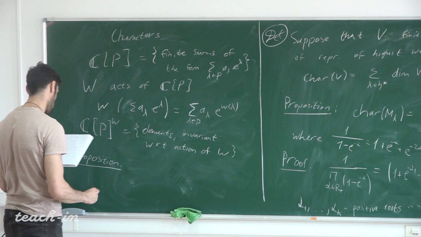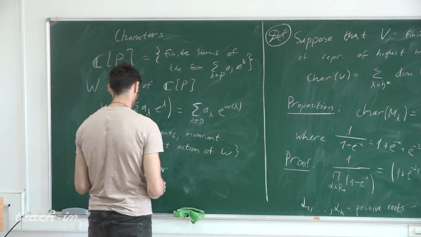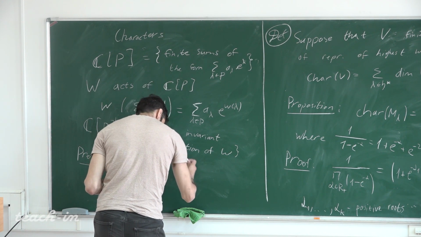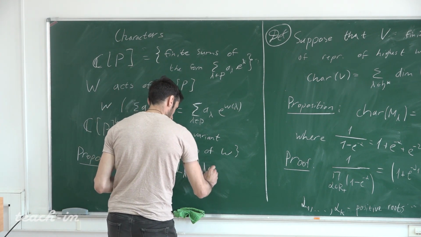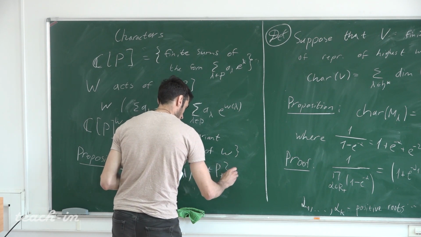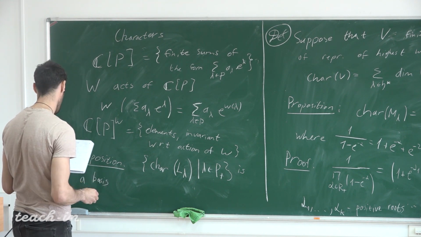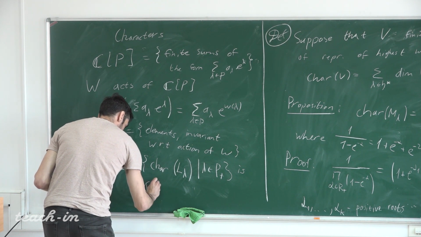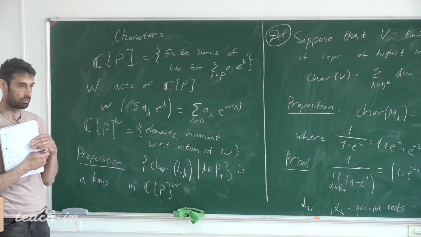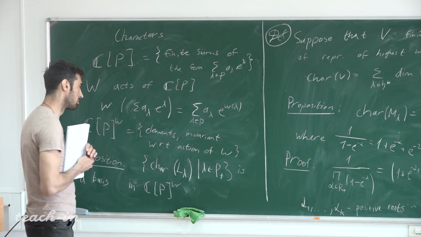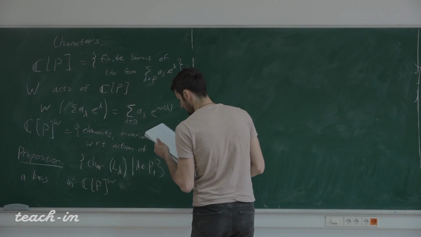And the proposition that I need is that the characters of finite dimensional irreducible representations of highest weight lambda, as lambda runs over all dominant integral weights, form a basis in C of P W. Let's prove this.